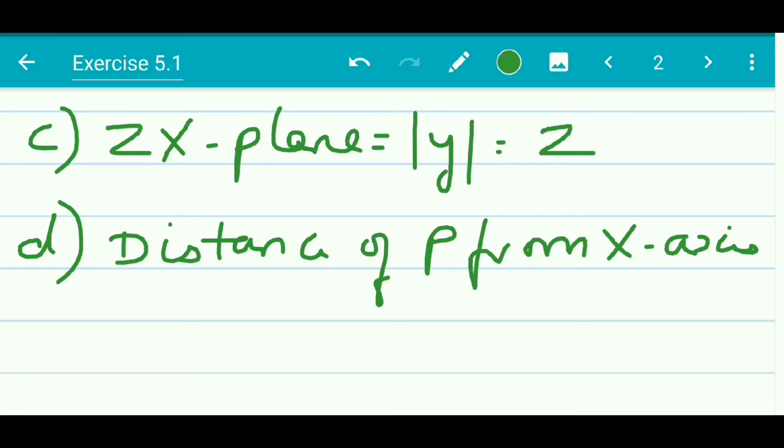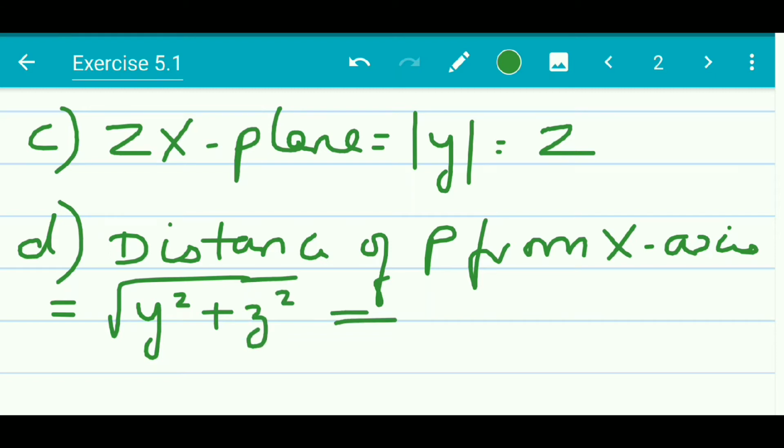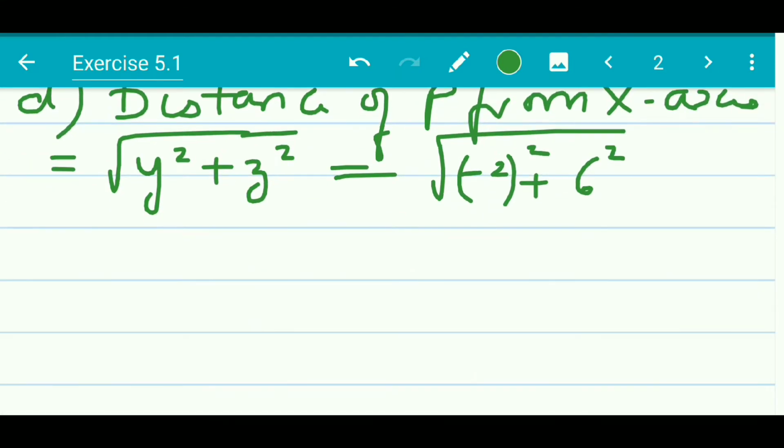Okay, the distance of P from the x axis is given as the root of y square plus z square. Now the y coordinate is minus 2 and the z coordinate is 6 in this case. So it becomes the root of minus 2 square plus 6 square. Solving that, 4 plus 36, it becomes root of 40.